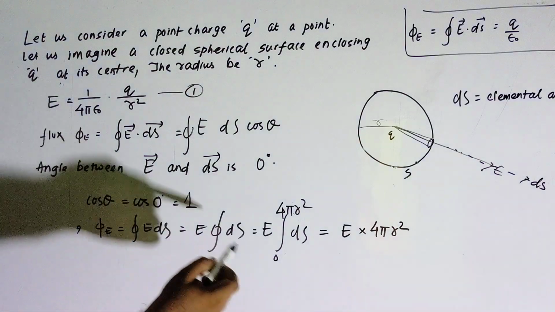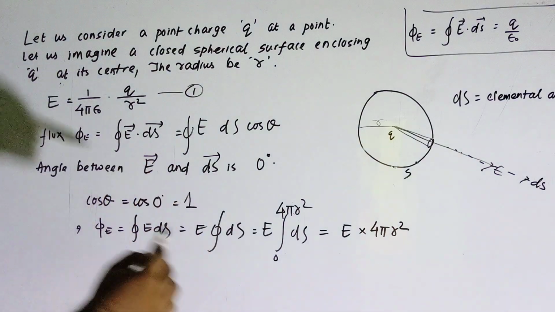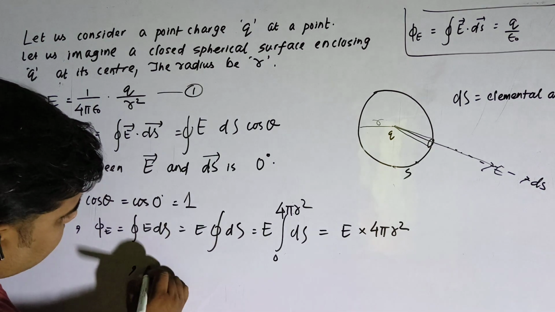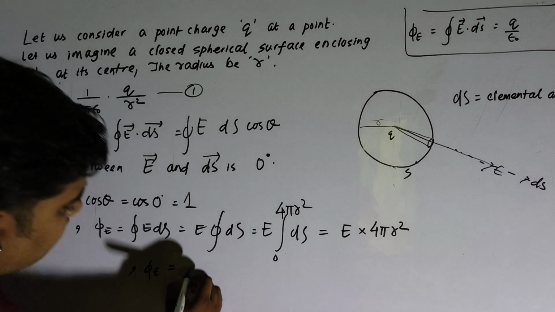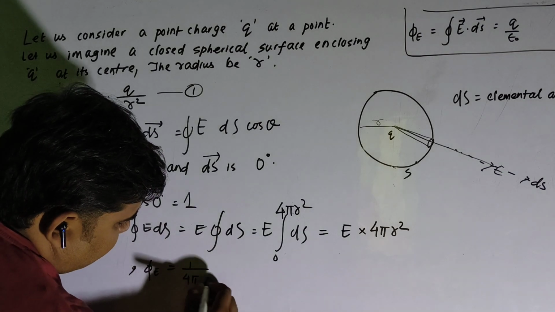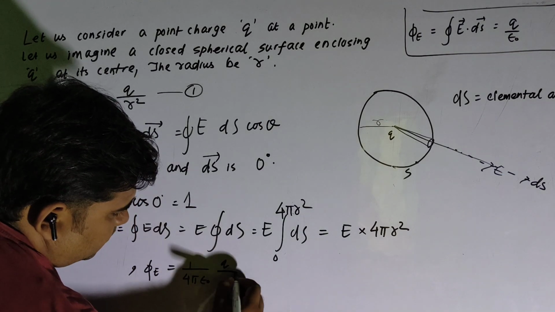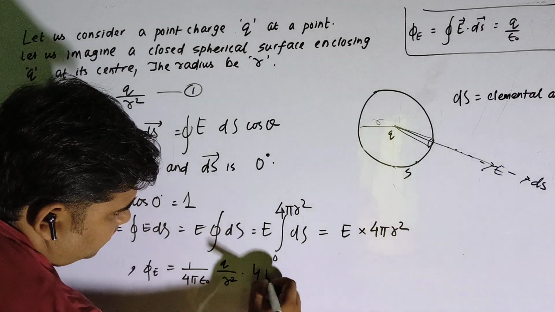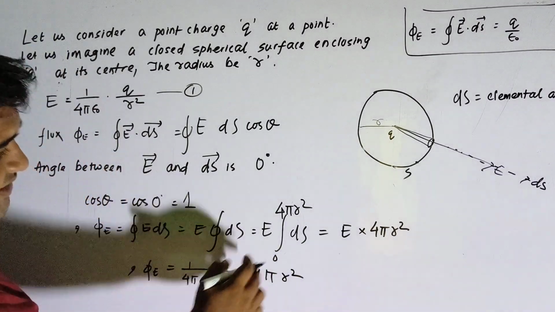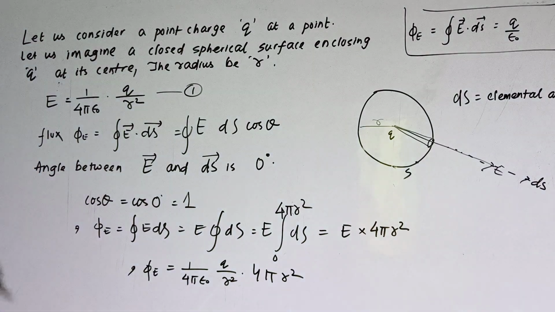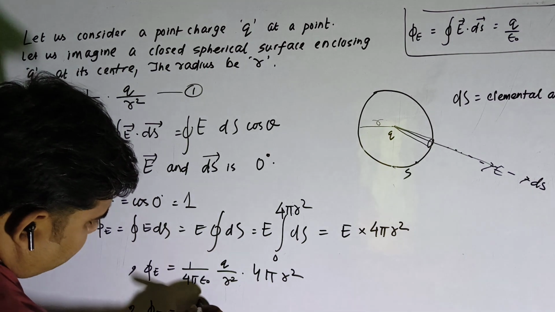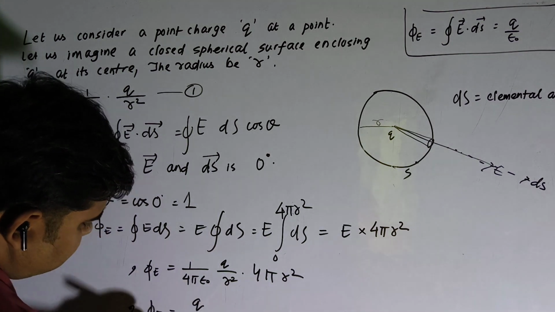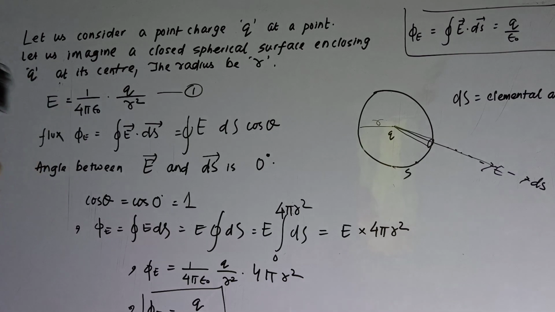So we use equation 1 in this equation. For phi E, in place of E, we write 1 by 4 pi epsilon naught, q by r squared, multiplied by 4 pi r squared. So you just cancel some terms and you will find that phi E is equal to q by epsilon naught. And this was what we were going to prove.